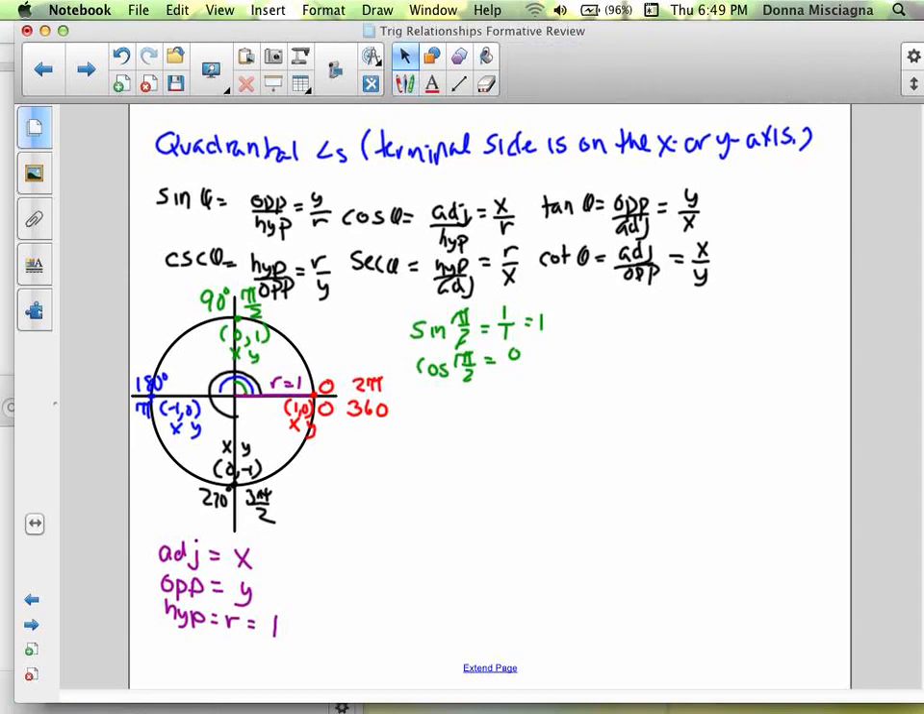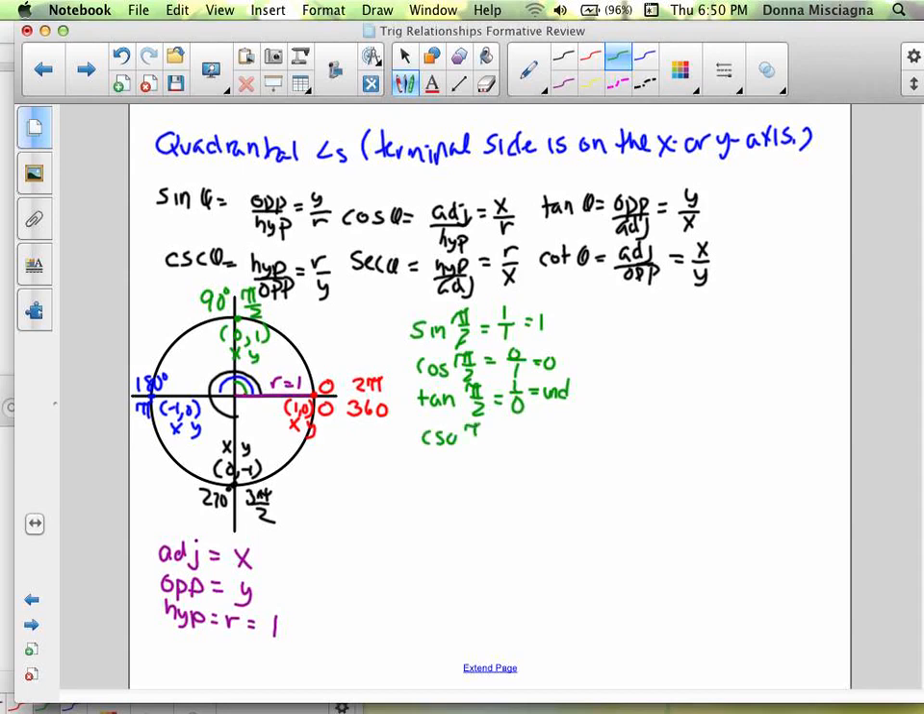All right, so let's go back to what we were doing. So cosine pi halves would be x over r, so that would be 0 over 1, which is just 0. Tangent pi halves would be y over x, so that's going to be 1 over 0. That's undefined. Can't have 0 in a denominator. Cosecant pi halves, right, that's going to be r over y, so that's going to be 1 over 1, and that's 1.